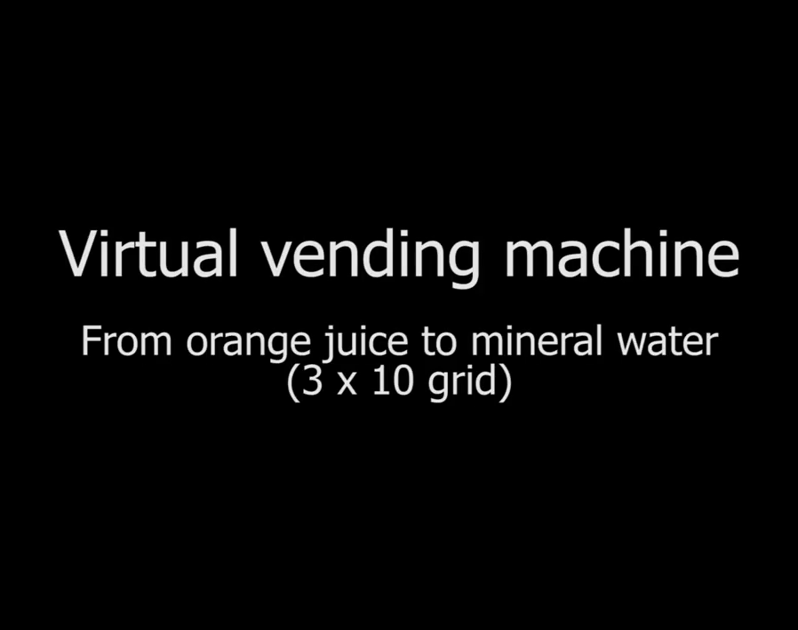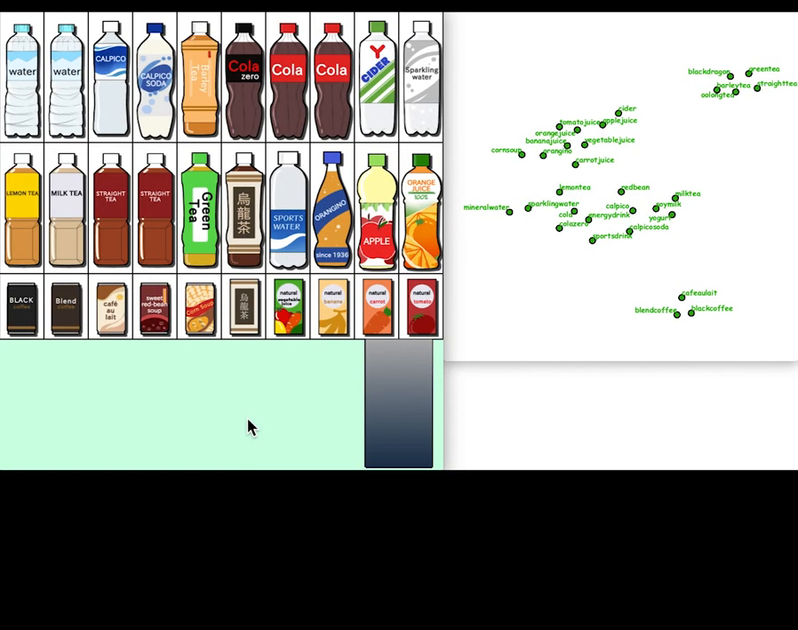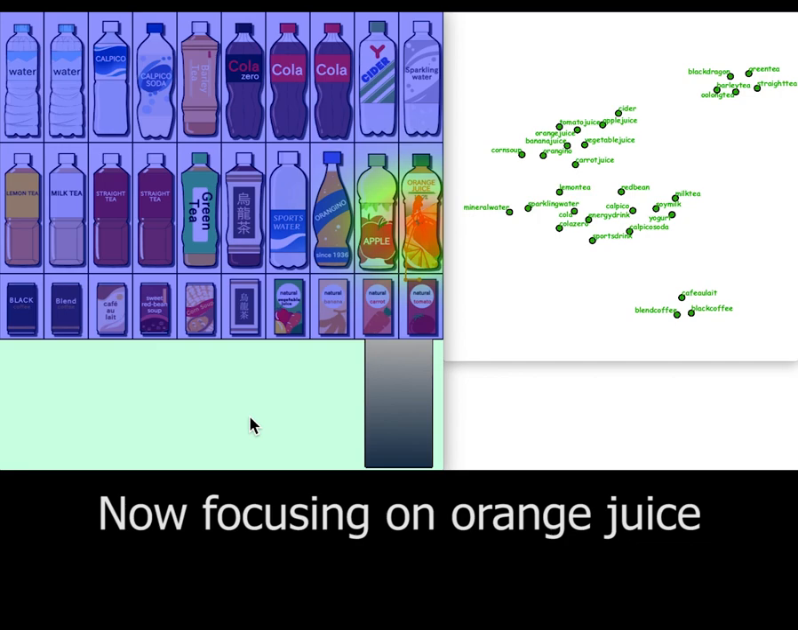The first application example is a virtual vending machine of drinks. Here we prepared 3 scenarios and observe how the placement of items changes according to the search context.